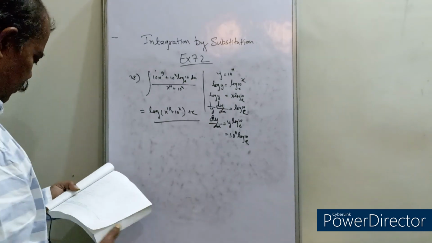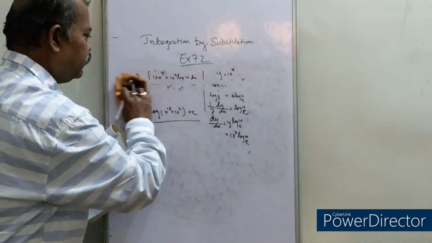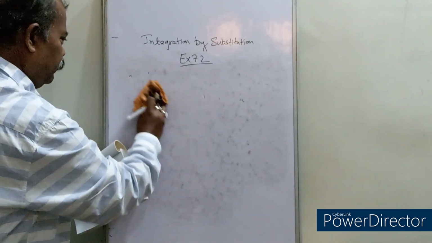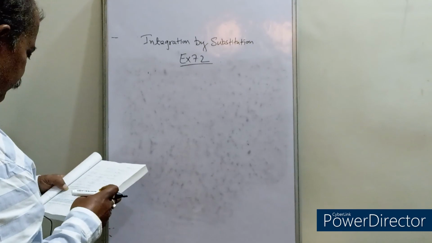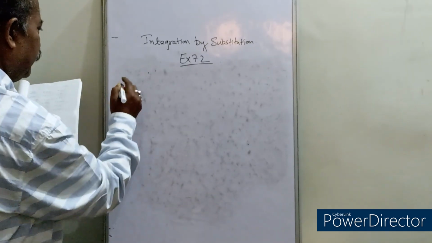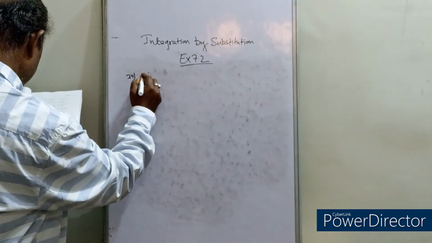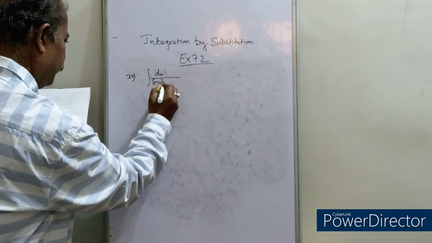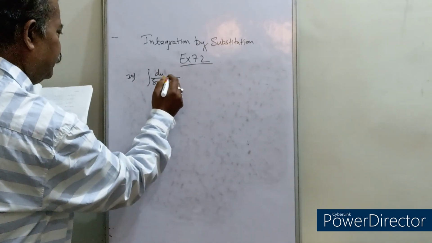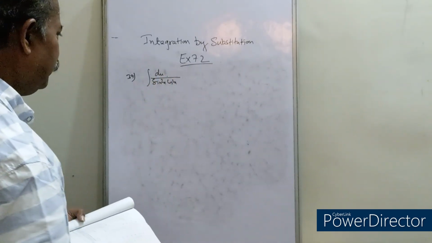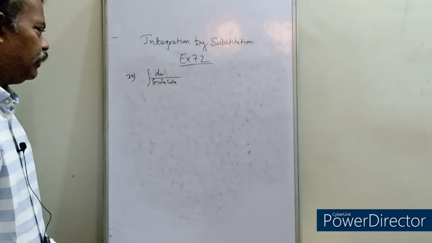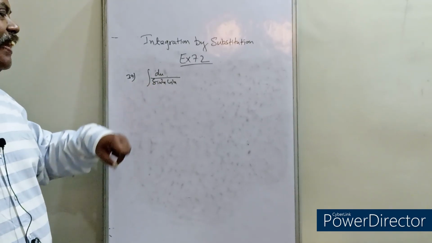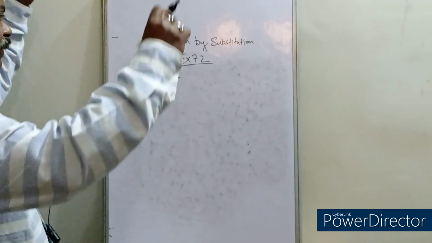Now the last question of this exercise, that is 39. This is the last question of this exercise. Integration of dx by sin^2 x cos^2 x. You always remember, if there is such a type of question, you always go for tan and sec.